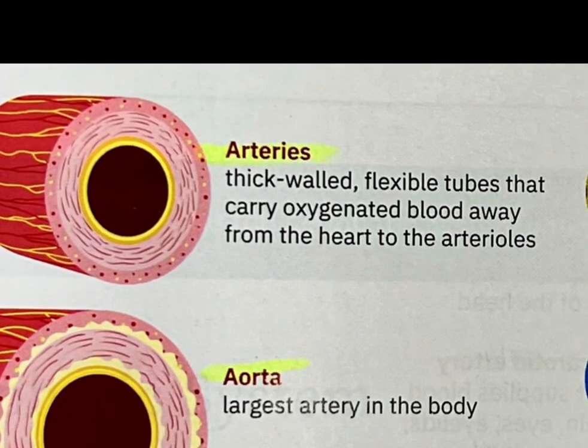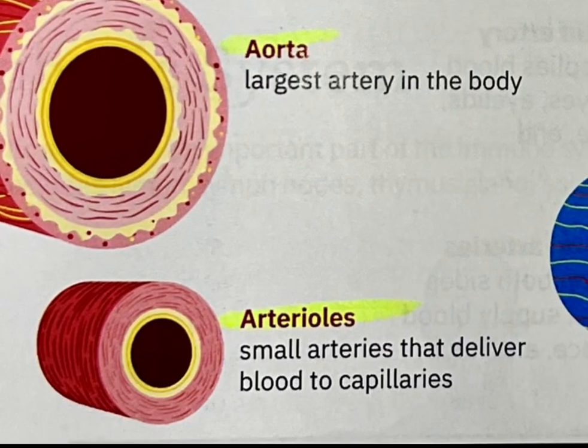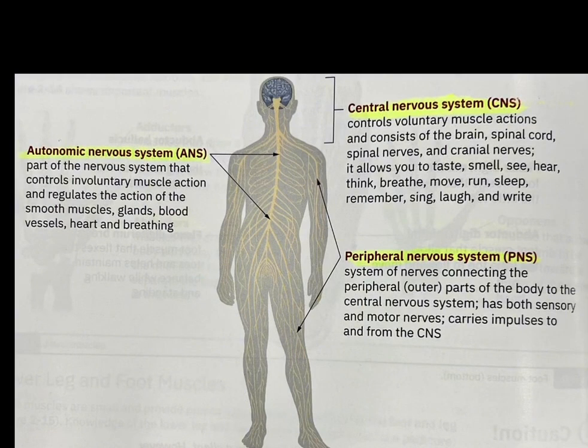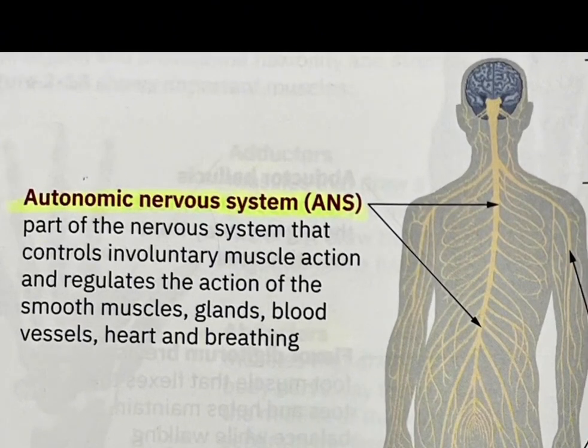Arteries, thick-walled flexible tubes that carry oxygenated blood away from the heart to the arterioles. Arterioles, small arteries that deliver blood to capillaries. Autonomic nervous system, part of the nervous system that controls involuntary muscle action and regulates the action of the smooth muscles, glands, blood vessels, heart, and breathing.